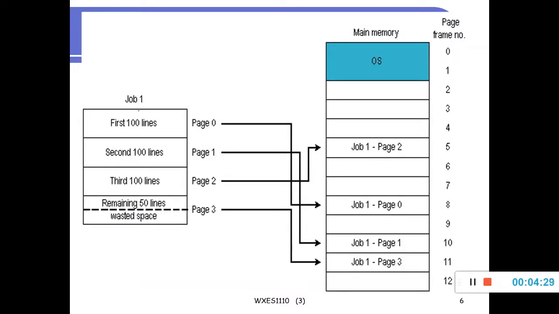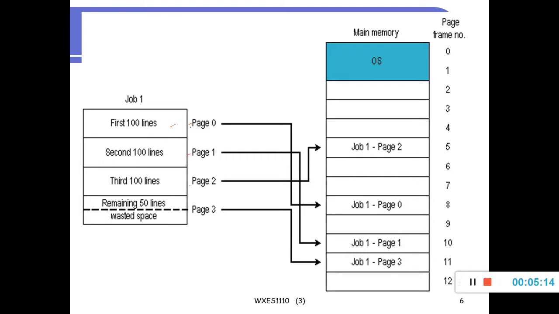You have a job table and a page map table. Here the first 100 lines are page 0, stored as job 1, page 0. The second 100 lines are page 1, stored as job 1, page 1. The third 100 lines are page 2, stored as job 1, page 2. The remaining 50 lines are page 3, stored as job 1, page 3. So job 1 is divided into four pages, page 0, page 1, page 2, page 3, each having 100 lines or 100 bytes or so.